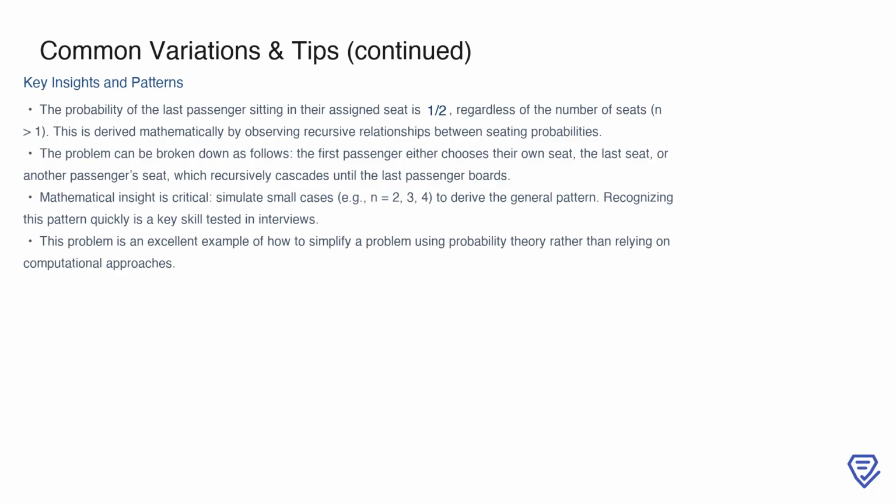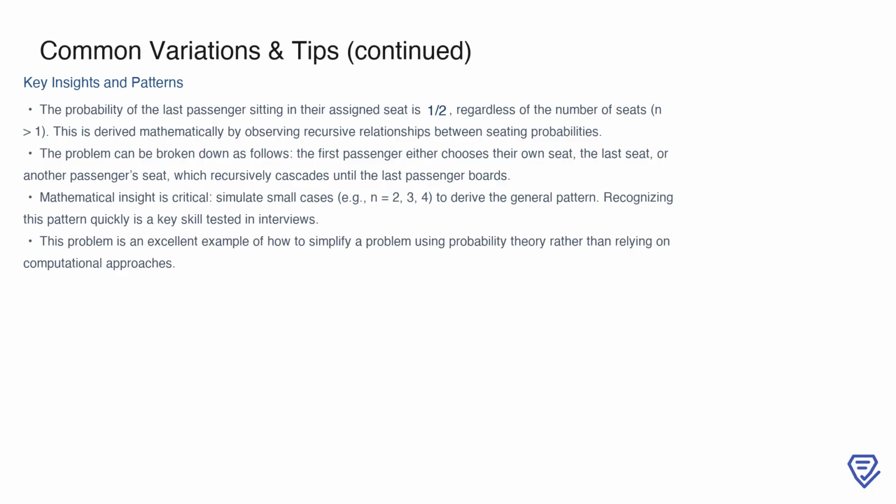To understand this, think about the first passenger's choices. They can either sit in their own seat, take the last seat, or occupy another passenger's seat, which creates a chain reaction that continues until the last passenger boards. By simulating small cases, such as when there are 2, 3, or 4 passengers, you can see the pattern emerge. Recognizing this pattern quickly is a valuable skill, especially in a high-pressure interview setting.